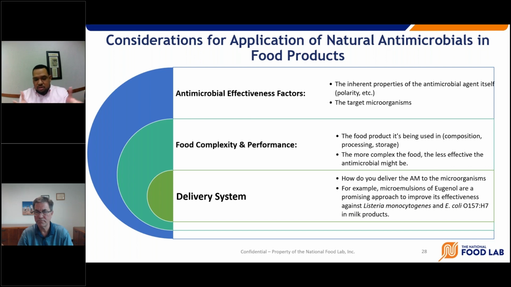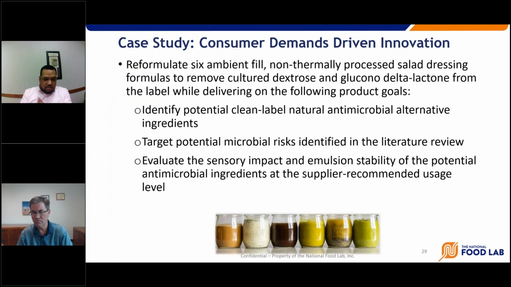And what is the delivery system? You need to start thinking about how you're going to deliver that antimicrobial to make it more effective. For example, microemulsions of eugenol, which is an essential oil, have shown promising effectiveness against E. coli and Listeria when used in a microemulsion in the products, because the microorganisms are in the water phase. So you need to be able to deliver into that water phase. And since we are using an oil, having that emulsification step makes it more bioavailable, and therefore more effective against target microorganisms. So that's in a nutshell.